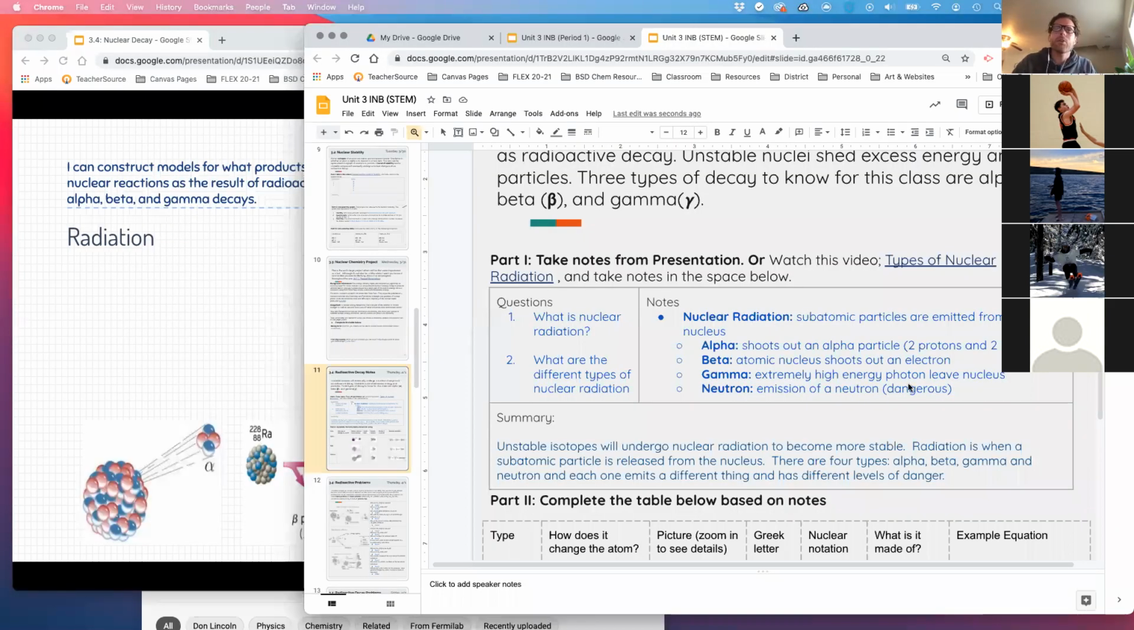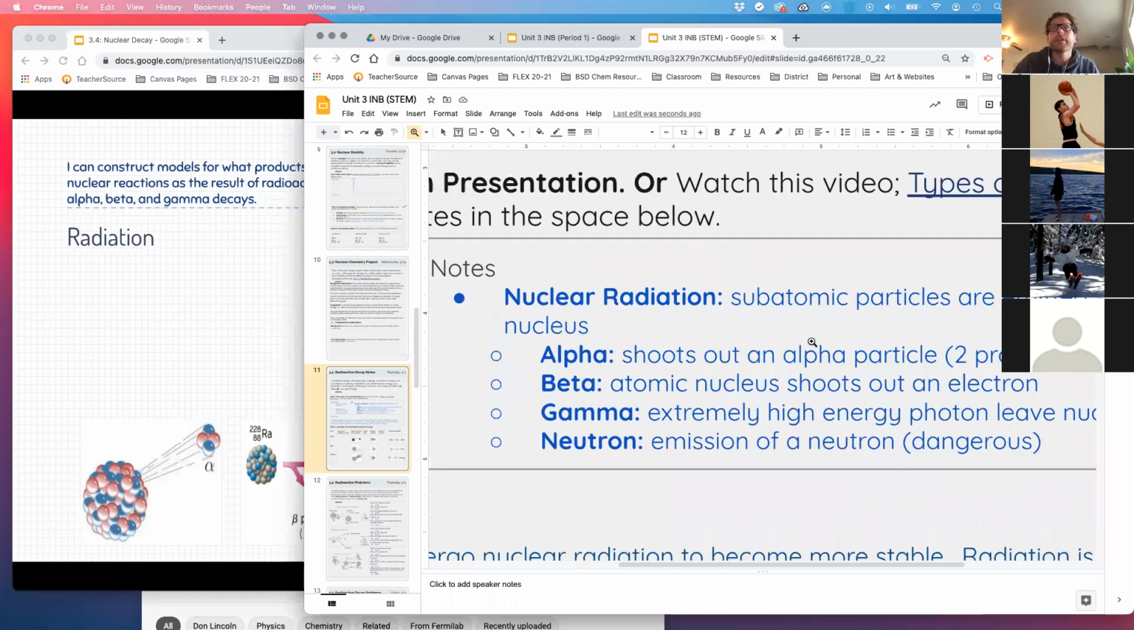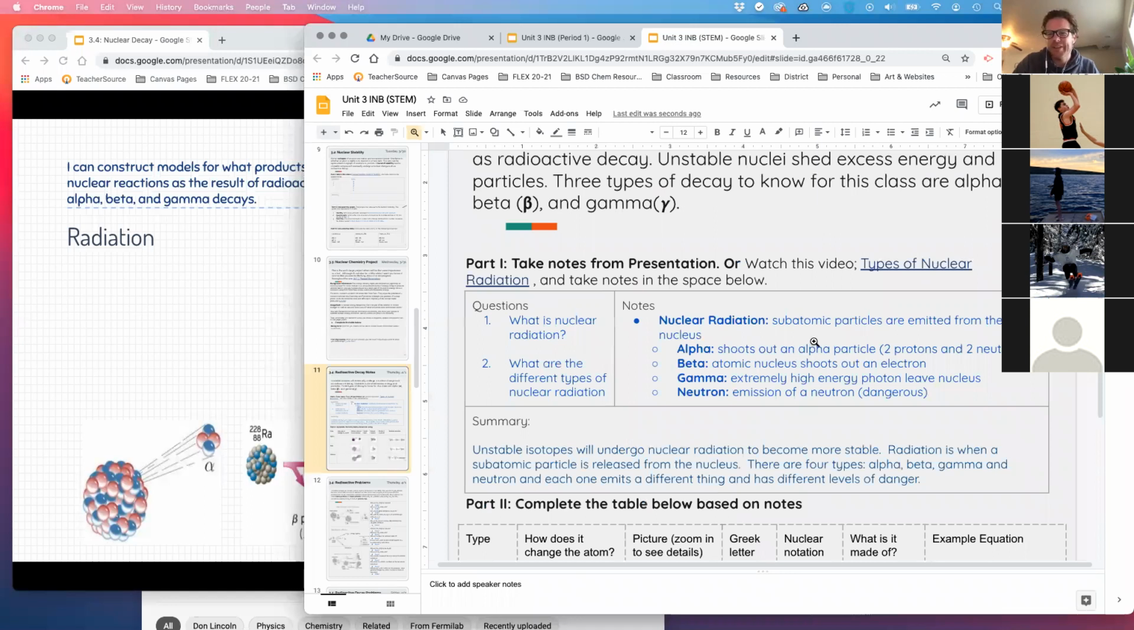All right, everybody, so these are the main takeaways that I wanted you to get from this video. First, nuclear radiation is when subatomic particles are emitted. Subatomic particles sound kind of fancy, but they're electrons, protons, neutrons, photons, things that are smaller than an atom. It's what an atom is made out of. It's when they are emitted, ejected, shot out of a nucleus.